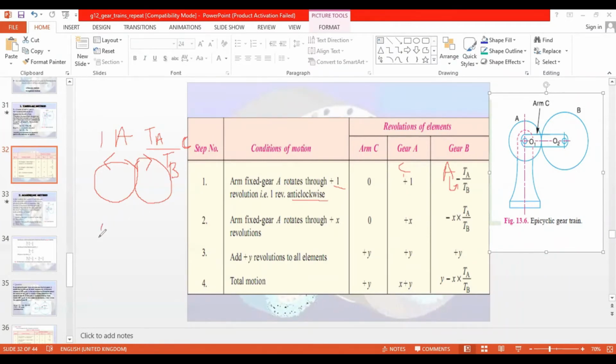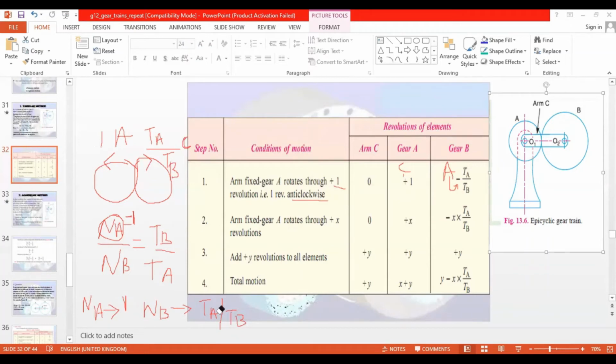So based on our equation, I will have NA upon NB is equal to TB upon TA. And if NA is equal to 1, fixed gear OA rotates at 1 revolution, so this is now going to be equal to 1. So 1 upon NB is equal to TB upon TA. NB is equal to TA upon TB. So when NA makes 1 revolution, NB is making TA upon TB.